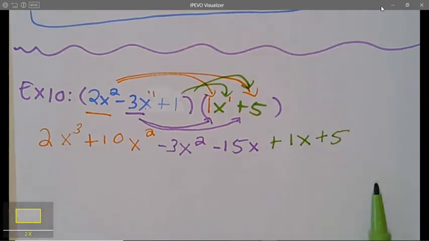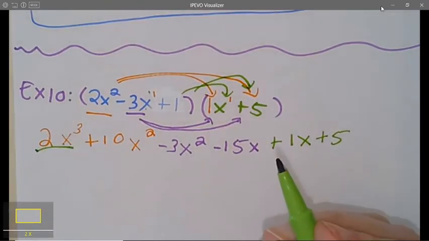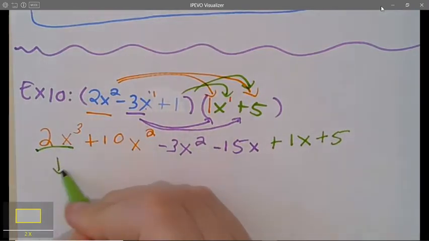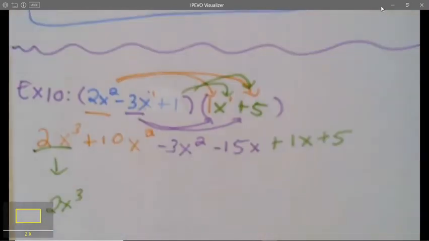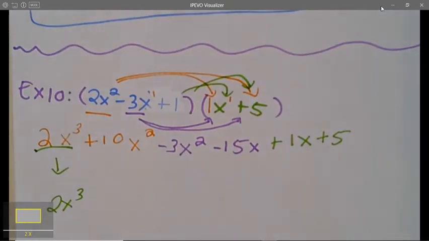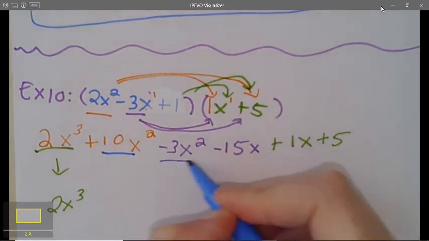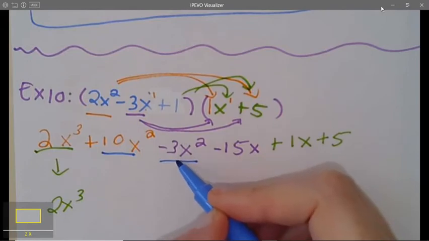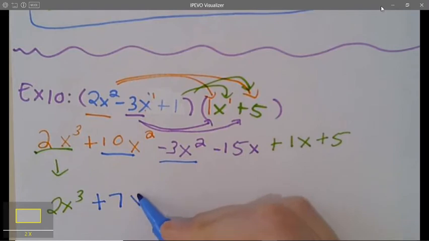So I'm going to start with my highest exponent, which is 2x to the third. I don't have anything to combine my 2x to the third to, so I'm just going to bring it on down. My next highest exponent that I spot in the problem would be my x squared. I have a 10x squared and a negative 3x squared. So 10 minus 3 is positive 7, and I'm just going to bring on down that x squared.